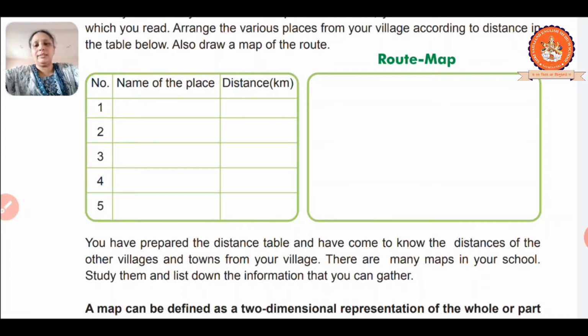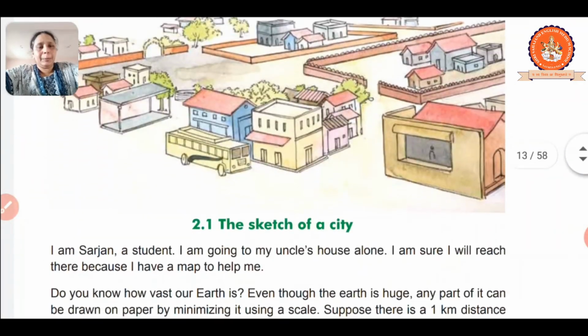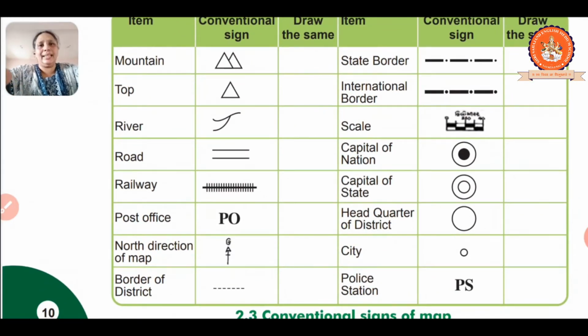What is the meaning of conventional sign? Letters, shades, colors, pictures, lines used in the maps give us more information. Okay. Now conventional sign, what does it mean? I will show in your textbook what the conventional signs are. These are conventional signs. That means from the symbol you can understand what this is. This is a sign.